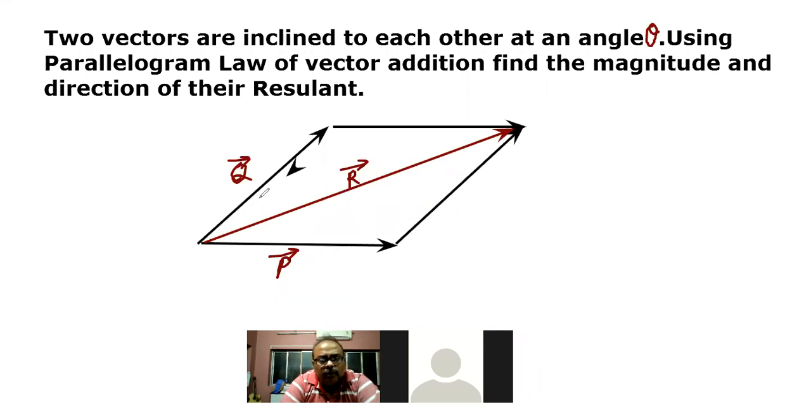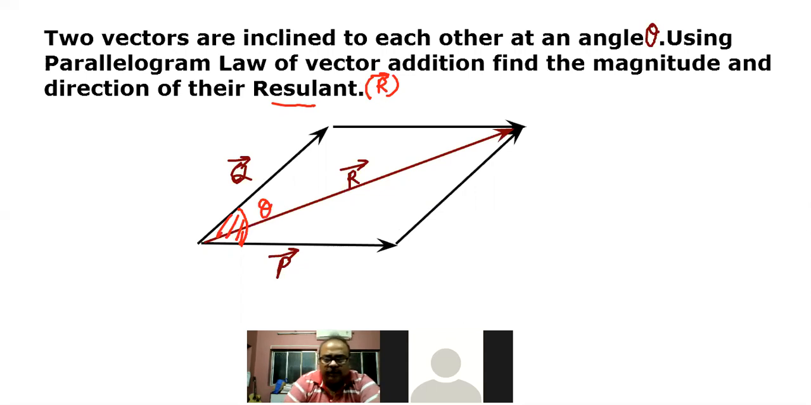So I have taken two vectors over here, P and Q. And another thing I have taken is that the two vectors are inclined at an angle theta. So this is my angle of inclination of the two vectors. Now what is my need? I want to find the direction and the magnitude of the resultant. Our resultant is basically the R vector. So we'll find out the magnitude and the direction of this resultant using simple mathematics.